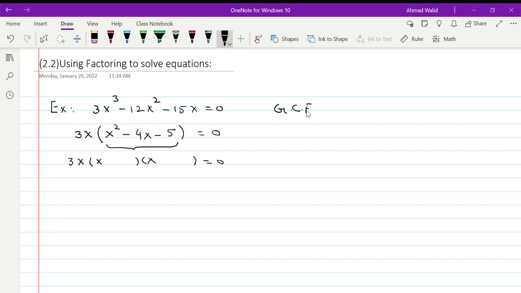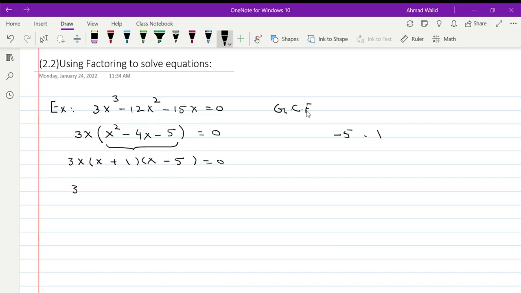Of course, the possible factors of 5 are 5 and 1, correct? You need negative 4, then negative 5 and plus 1, correct? These are the factors, plus 1 and negative 5. Okay, the important part here is to be able to factor. After this, use the zero property of the equations and solve.